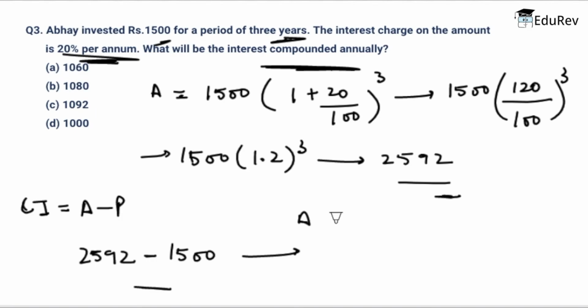A is going to be 1092. So 1092 is the answer, that is option number C. Let's move on to question number 4.